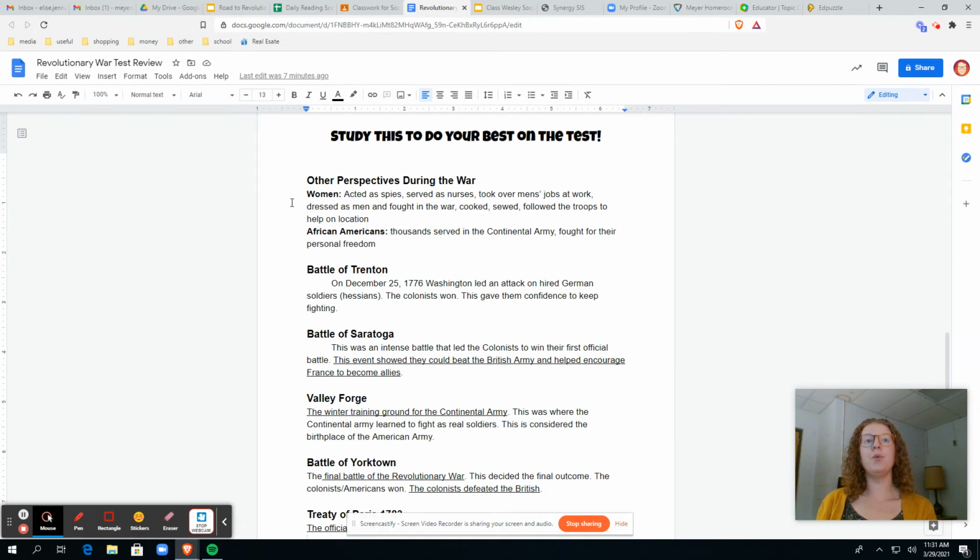Other perspectives. Remember, women were acting as spies, serving as nurses, taking over the men's jobs at home and work, dressing as men fighting in the war, cooking, sewing, following the troops to help them on location. Women were doing a lot of jobs. African Americans, the main way that they helped is thousands served in the Continental Army. Some were in the British, but thousands helped with the Continental Army. And they were fighting for their personal freedom. Remember, a lot of them were enslaved at this time, so they were fighting to be free from their enslavement.